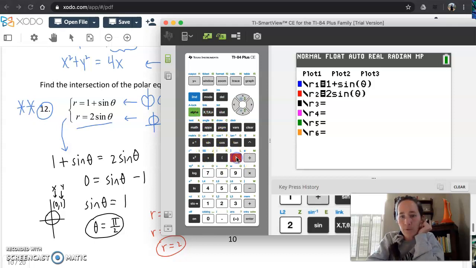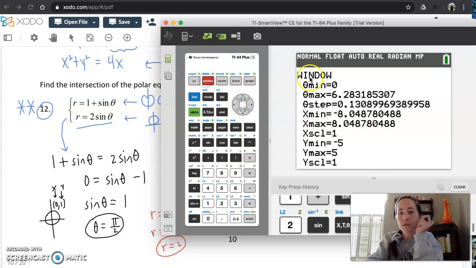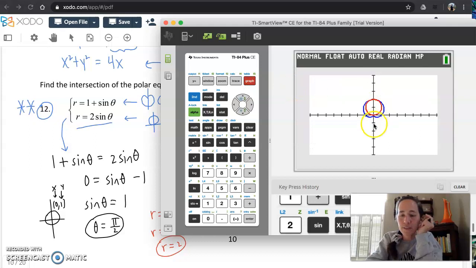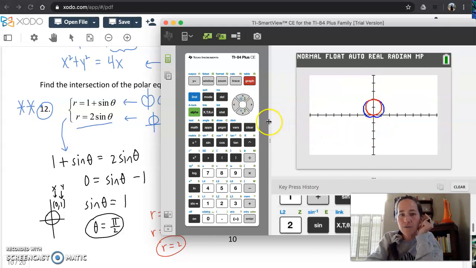Again, we are in polar mode, we're in radian mode, and our window is 0 to 2 pi for the thetas, with a theta step of, we'll say, pi over 24. The window for x's and y's doesn't matter too much now. This is the picture that you get. I'll zoom in a little bit.